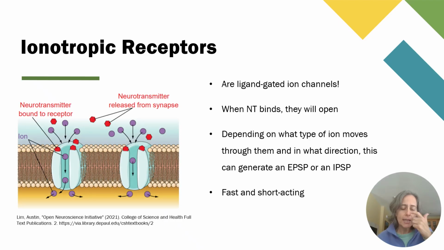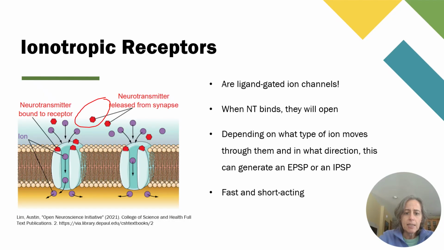In the Limb book, they have a diagram here, which I think is a little confusing because they're showing you 2 of them, and it's not a before and after. It's just happening all at the same time. So let me point out what's going on. The little red molecules here are neurotransmitter that has been released into the synapse.